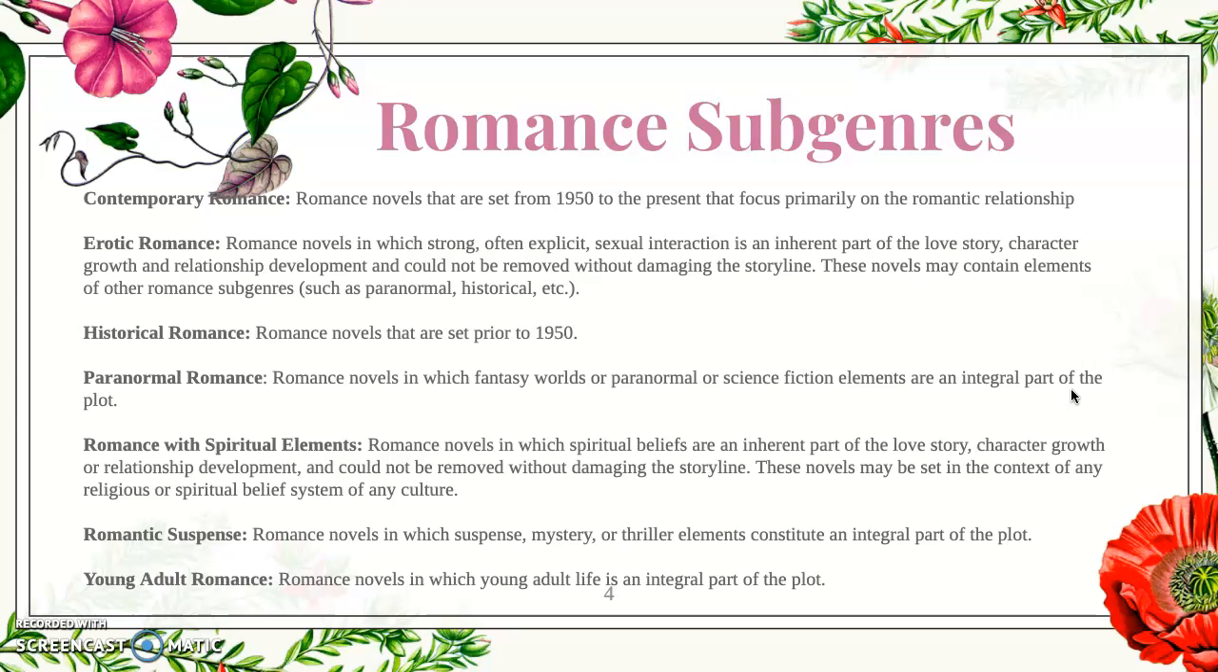The next one is historical romance, which is romance novels set prior to 1950. The next one is paranormal romance, which is romance novels in which fantasy worlds or paranormal or science fiction elements are an integral part of the plot. The next one is romance with spiritual elements, which is romance novels in which spiritual beliefs are an inherent part of the love story, character growth, or relationship development, and could not be removed without damaging the storyline. These novels may be set in the context of any religious or spiritual belief system of any culture.